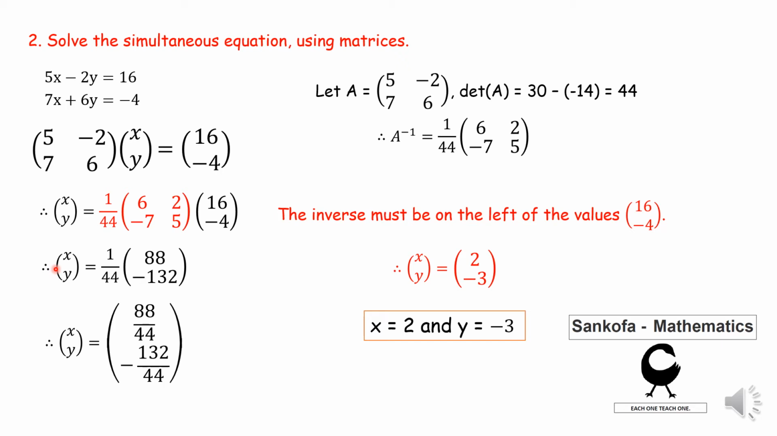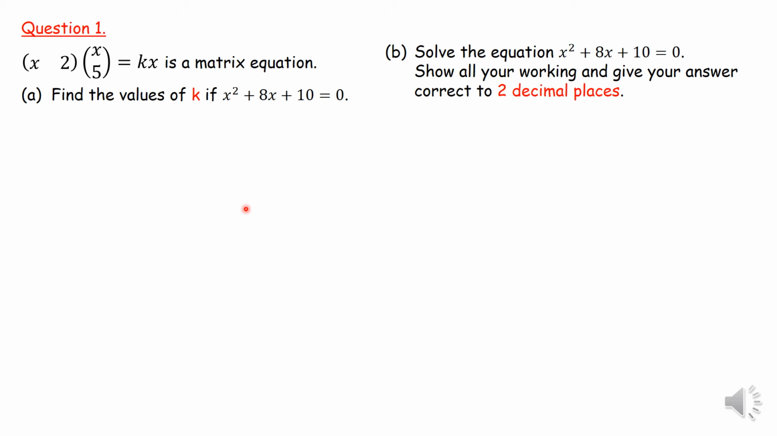So I'm going to do a few questions that you can also try and solve on your own. I'm going to do 3 questions. Question 1, you have this matrix (x 2) and this matrix (x 5). So this here is a 1 by 2 matrix followed by a 2 by 1 matrix, and it gives you this kx after we multiply together. Now, you're supposed to find the value of k if x squared plus 8x plus 10 is equal to 0. And in the second part, you're supposed to solve this equation, x squared plus 8x plus 10 equals 0.